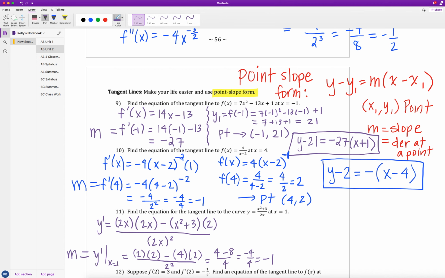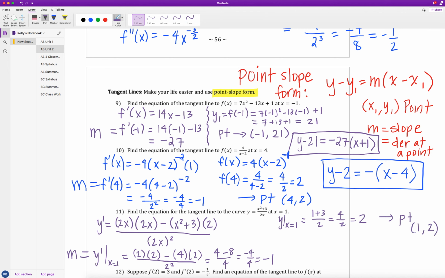I have a slope, I have an x value, we need a y value, so I'm going to find y evaluated at x equals 1. I would not want to really write y equals because y equals is this x squared plus 3 over 2x. So I'm specifically finding y at x equals 1. By doing this, I can sub in 1, get 1 plus 3 over 2 times 1, 4 over 2 gives us 2. So our point here then is going to be at (1, 2).